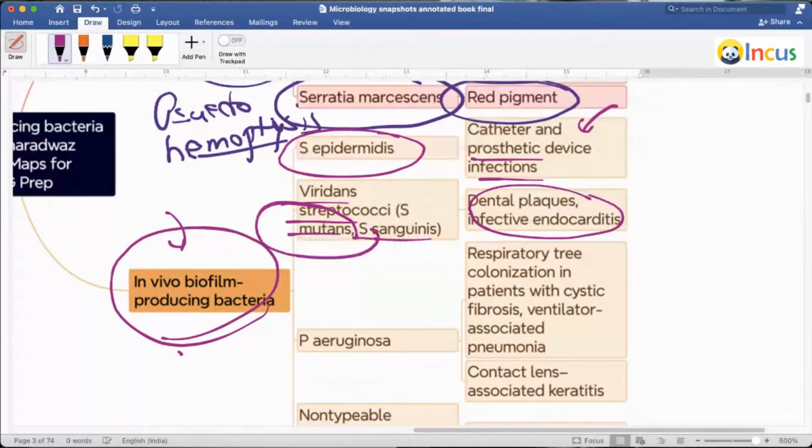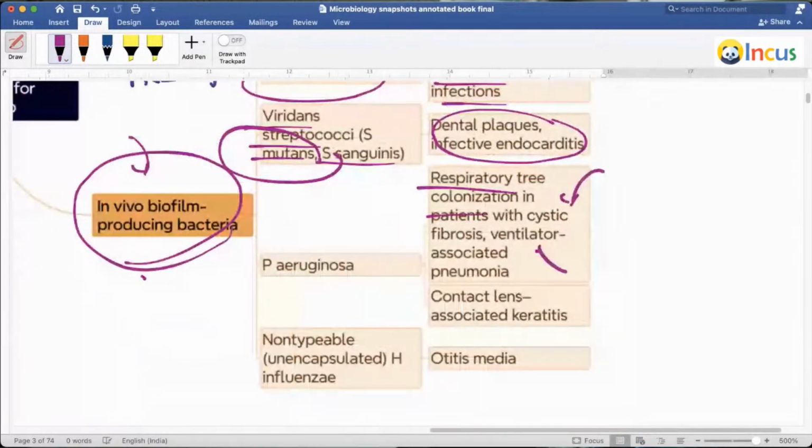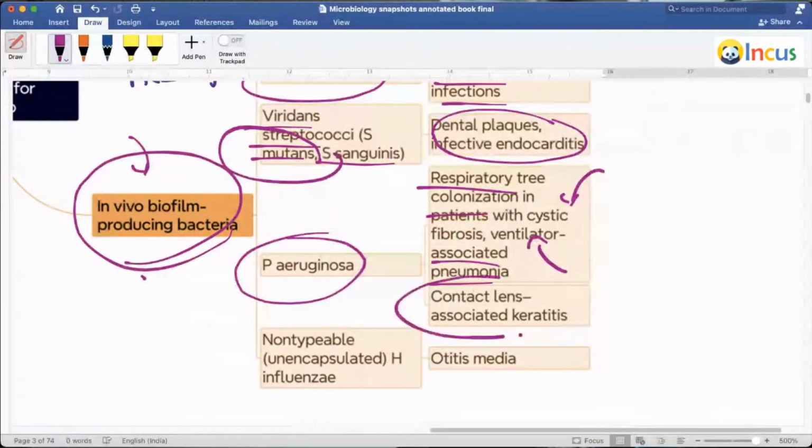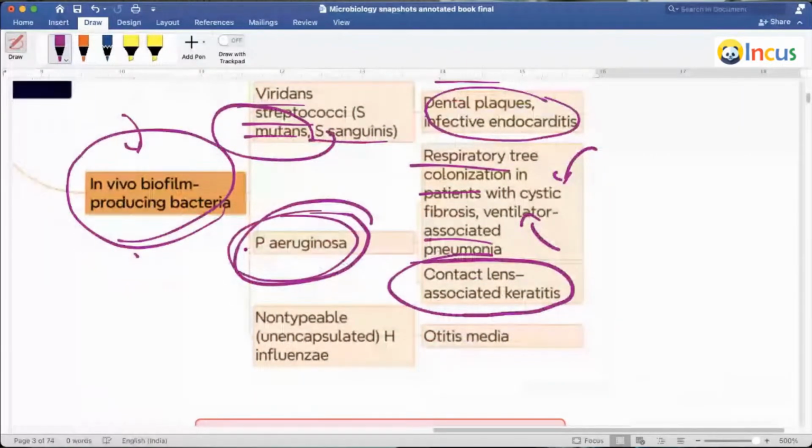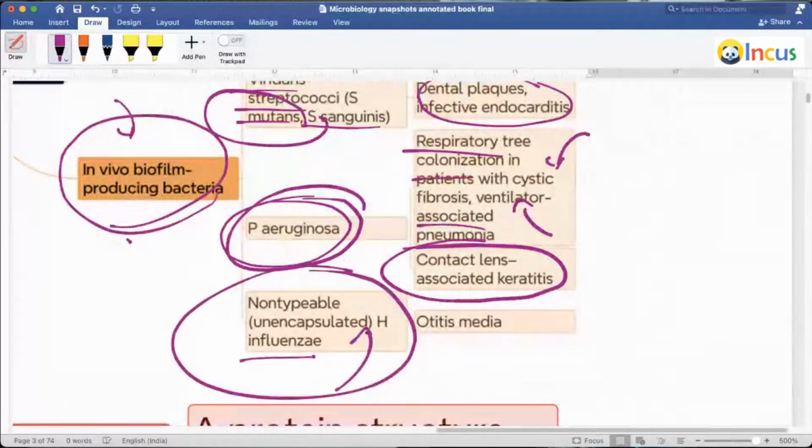Then the respiratory tree is colonized, especially in cystic fibrosis and ventilator-associated pneumonias, by Pseudomonas aeruginosa. Contact lens associated keratitis is also caused by Pseudomonas aeruginosa. Similarly, the non-typable unencapsulated H. influenzae is also an in vivo biofilm producing bacteria that typically leads to otitis media. So that is the list.